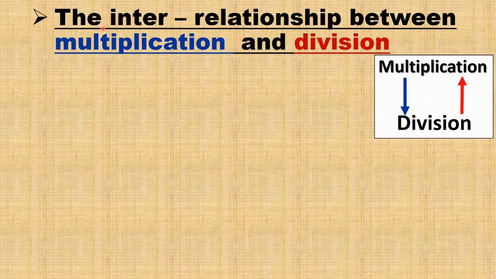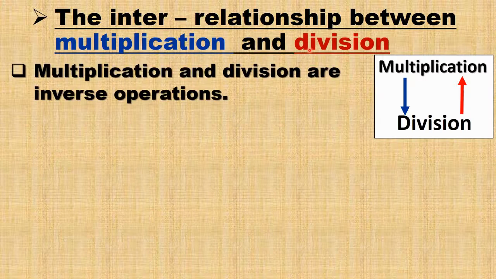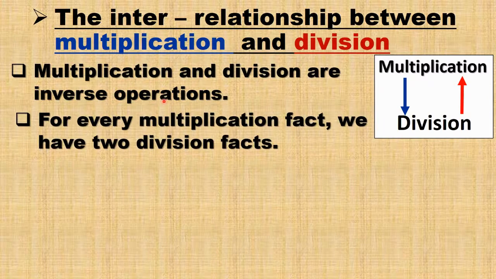Now let us understand the interrelationship between two operations, multiplication and division. Multiplication and division are closely related, given that division is the inverse operation of multiplication. The first point, multiplication and division are inverse operations. And second point, for every multiplication fact, we have two division facts.